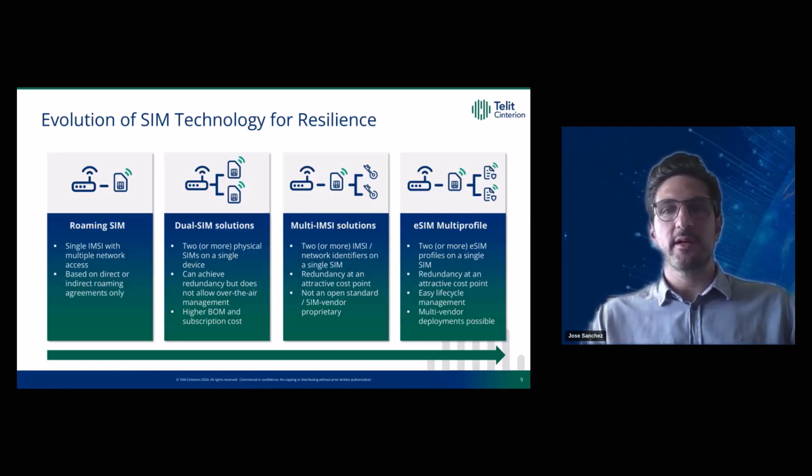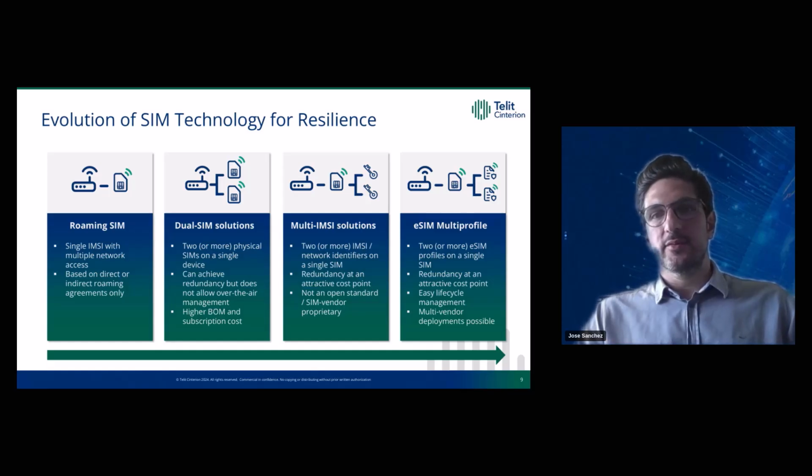Typically, these solutions are not really developed using an open standard, so you cannot combine solutions from different vendors, but it's been proven a very practical solution, which is actually deployed by most IoT MVNOs already today. So if you're using an IoT MVNO SIM card today, higher are the chances that you're using behind the scenes a multi-IMSI solution.